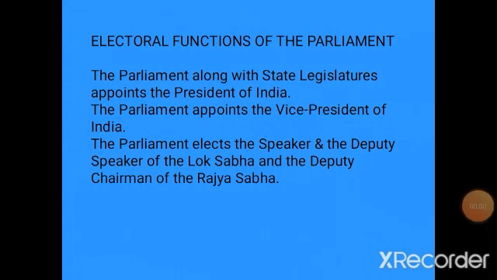Next, we'll see the electoral functions of the parliament. The parliament, along with the state legislatures, elects the president of India, and also elects the vice president of India, and elects the speaker and deputy speaker of the Lok Sabha and the deputy chairman of the Rajya Sabha. These are the electoral functions of the parliament.